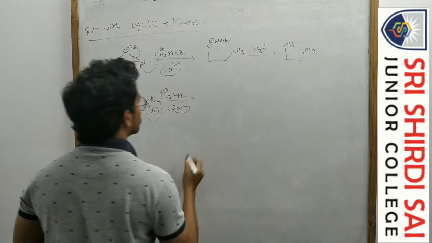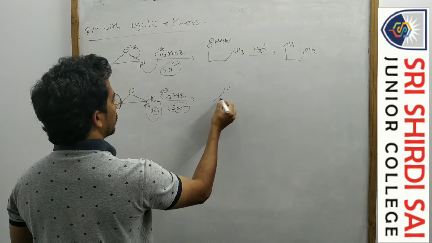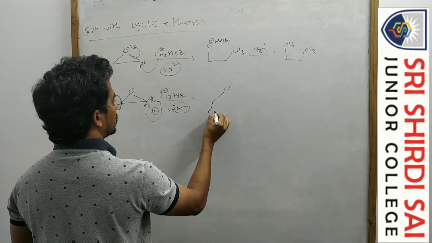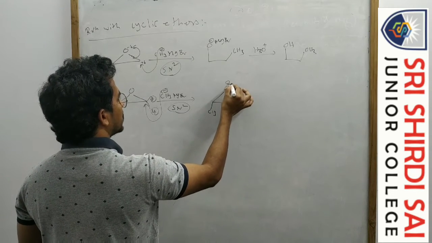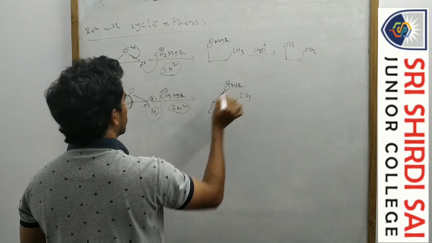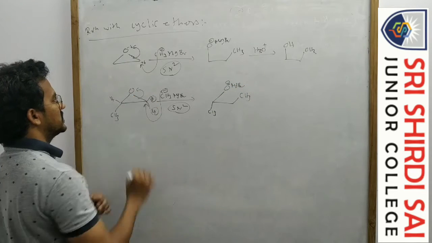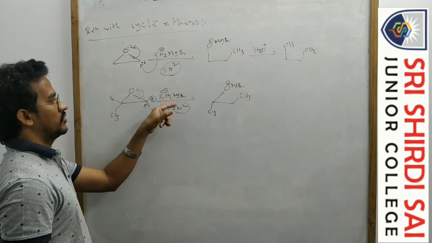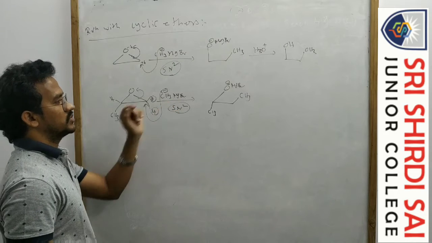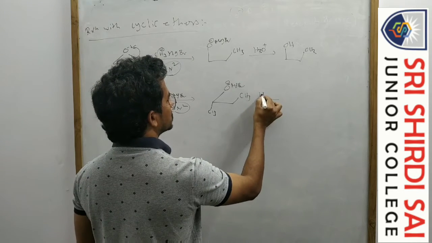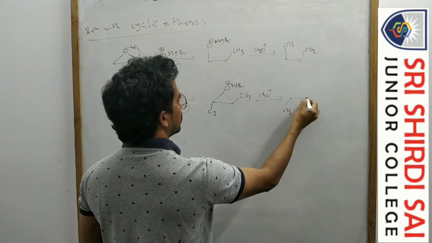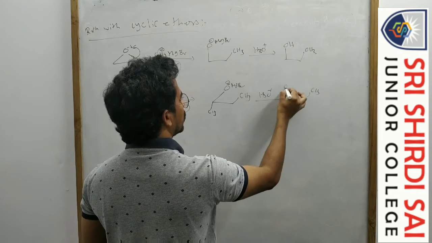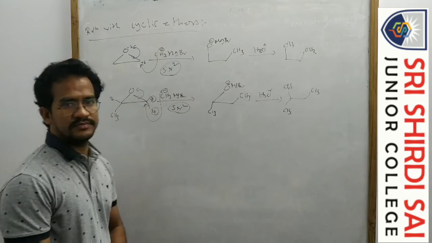So here the oxygen, and this carbon is bonded with CH3, and O minus MgBr. The O minus is neutralized by the positive Mg plus 2 Br minus. And now on hydrolysis, with CH3 and CH3 here, 2-butanol is the product.